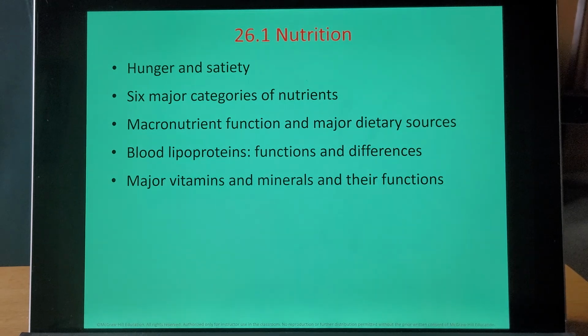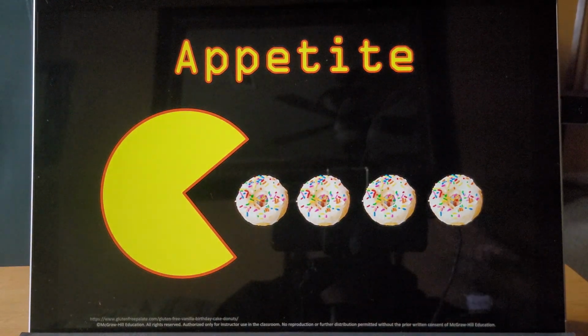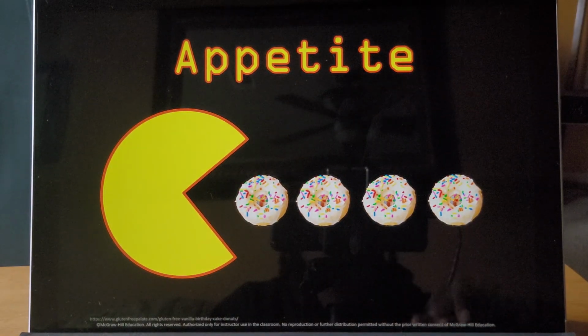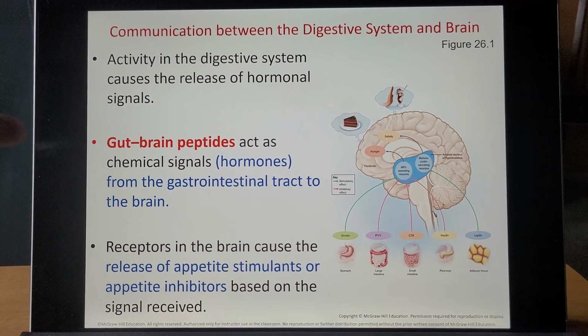Okay, so let's talk about nutrition, looking at our different nutrients and how they can be stored or used in different ways. So let's talk about appetite, actually getting the urge to eat. Part of our digestive system's function is to communicate with the brain on the activity that's going on in the digestive system, telling the brain, hey, it's time to eat, or nope, we've received enough food, so it's time to stop eating. In order to do that, it uses the gut-brain peptides.